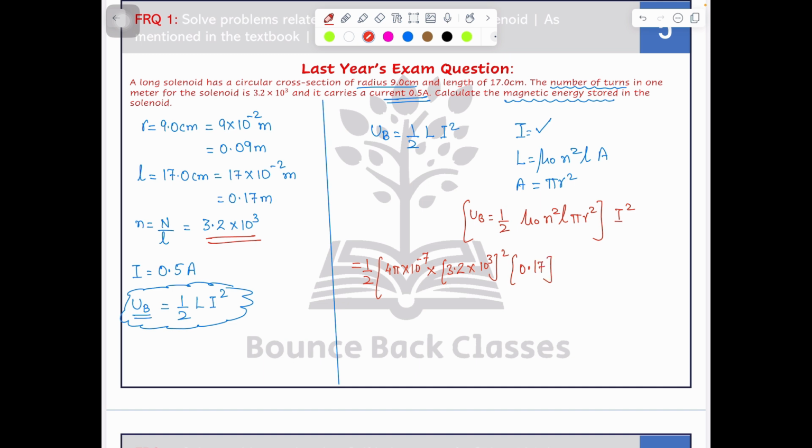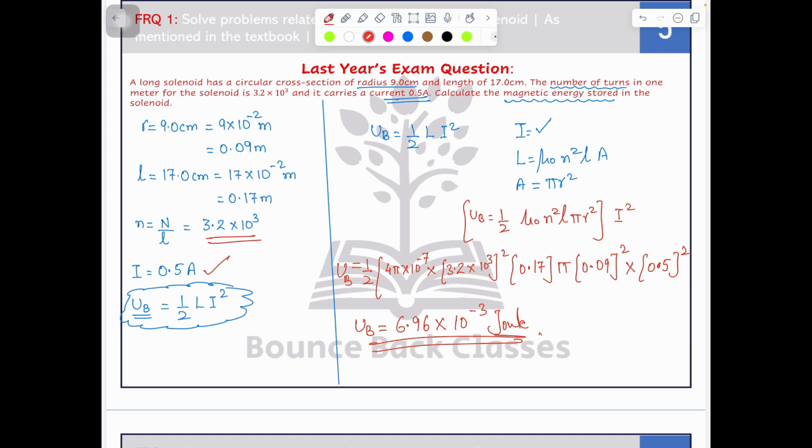Okay, then pi r square, where is r? 0.09 square, multiply current, which is 0.5 square. Okay, so guys, just put all these values in your calculator, and once you solve it, you will get 6.96 multiply 10 raised to power negative 3 joule.